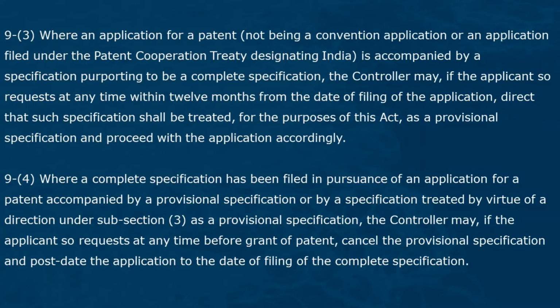9(4), where a complete specification has been filed in pursuance of an application for a patent accompanied by a provisional specification or by a specification treated by virtue of a direction under subsection 3 as a provisional specification, the controller may, if the applicant so requests at any time before grant of patent, cancel the provisional specification and post-date the application to the date of filing of the complete specification.